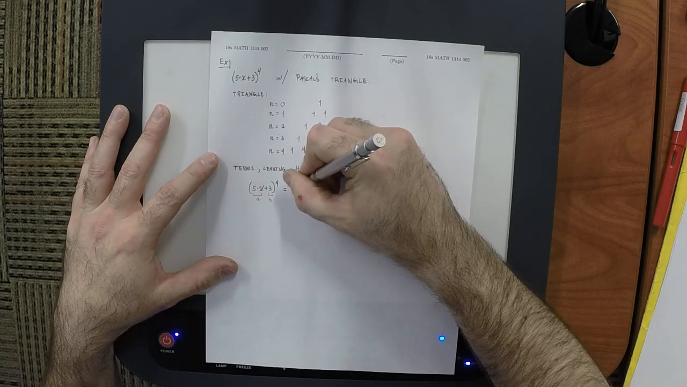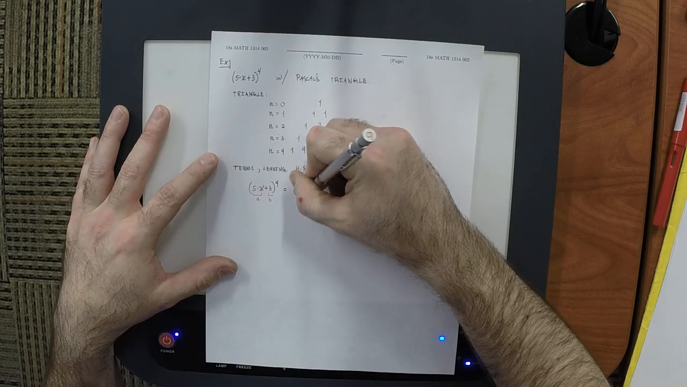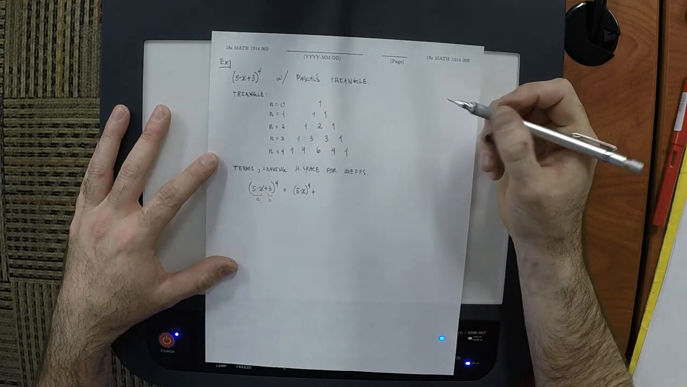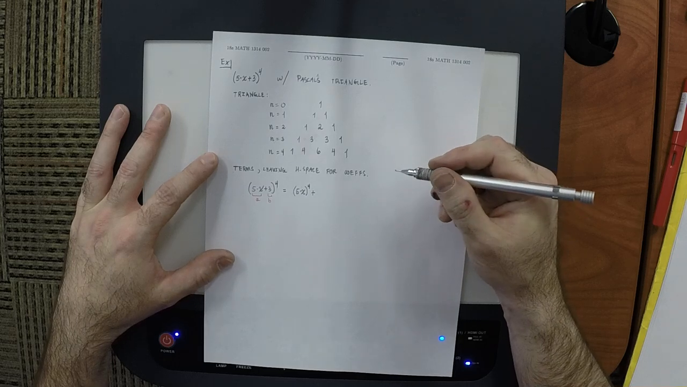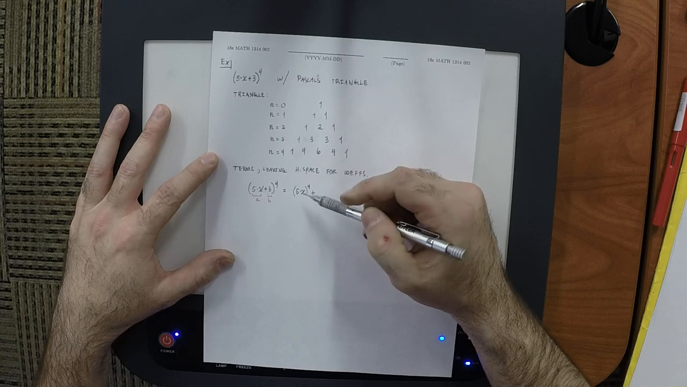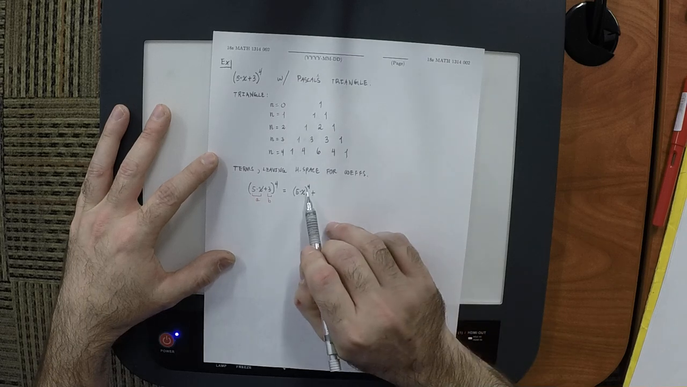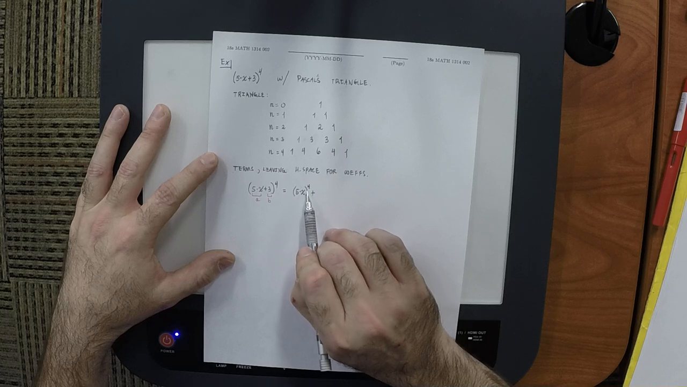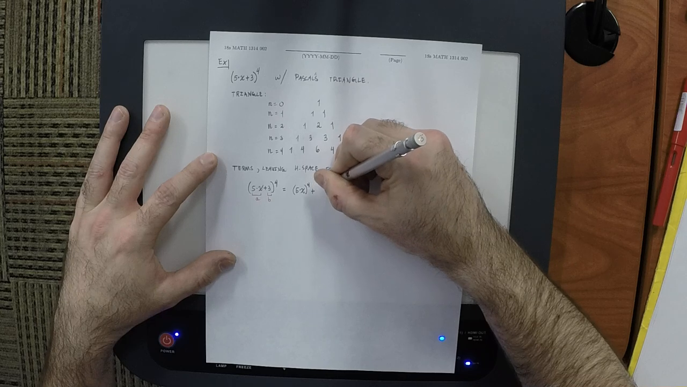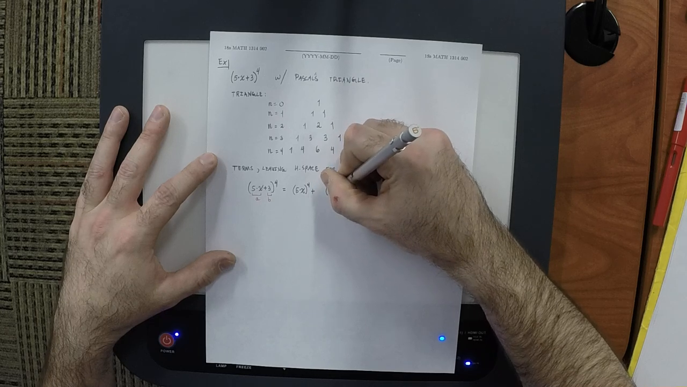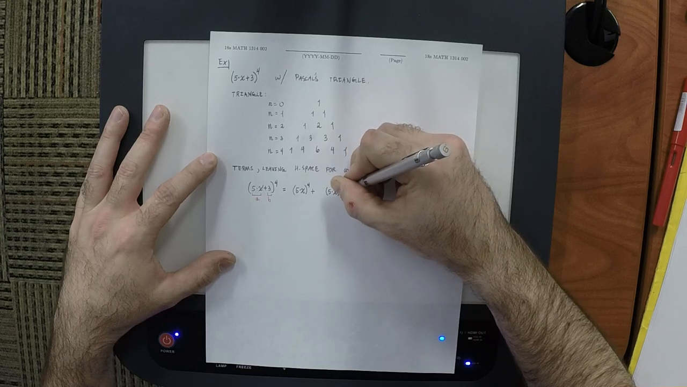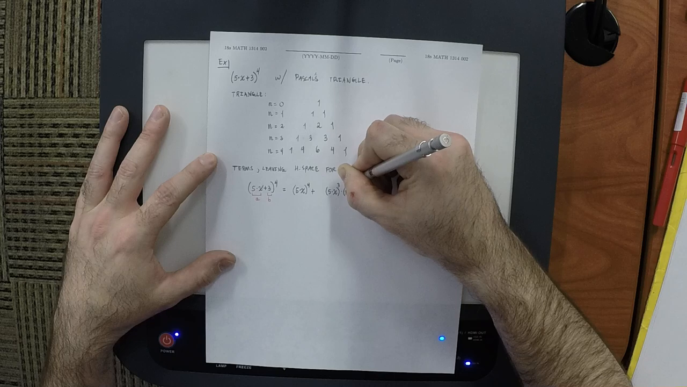It'll be 5x to what exponent? 4. And then plus, what now? What will the exponents be? Here the exponents were 4 and 0. What are the next ones? 3 and 1. And leaving myself some horizontal space, so 5x to exponent 3 multiplied by 3 to exponent 1.